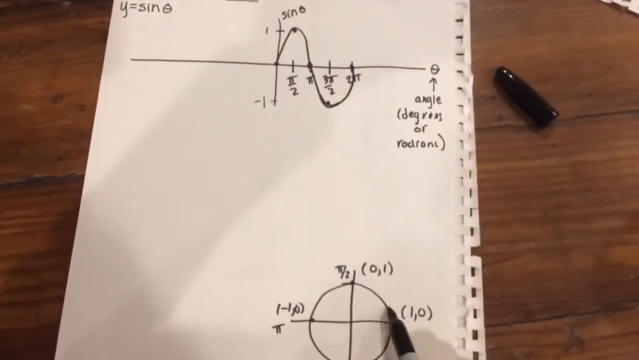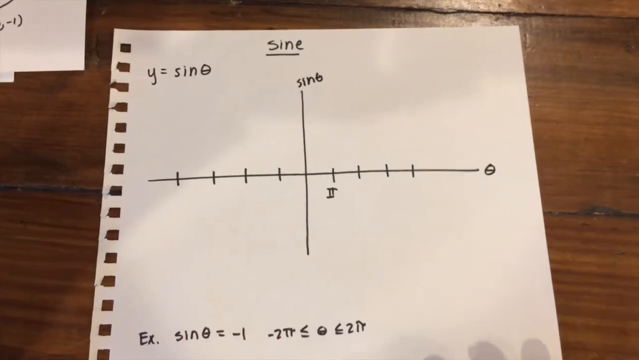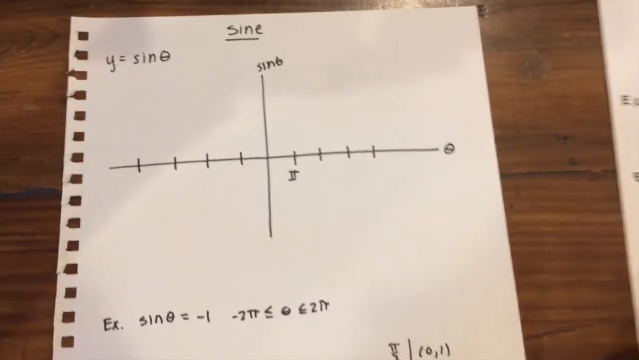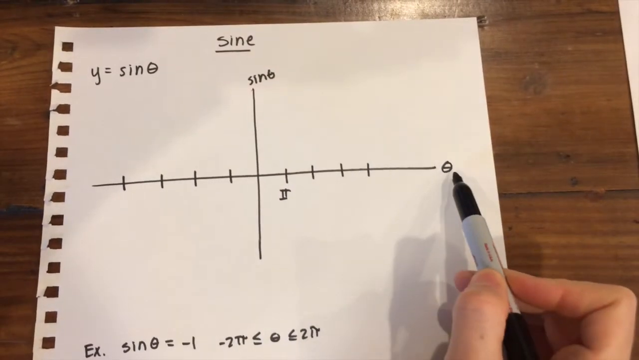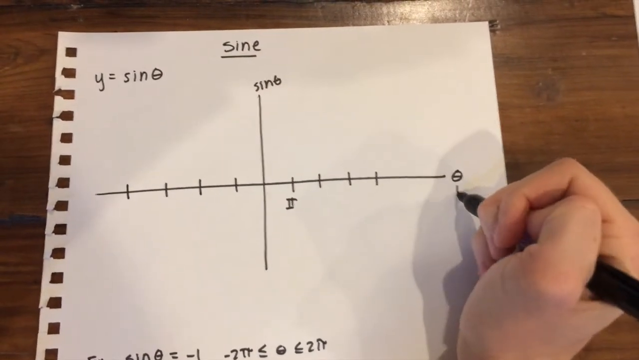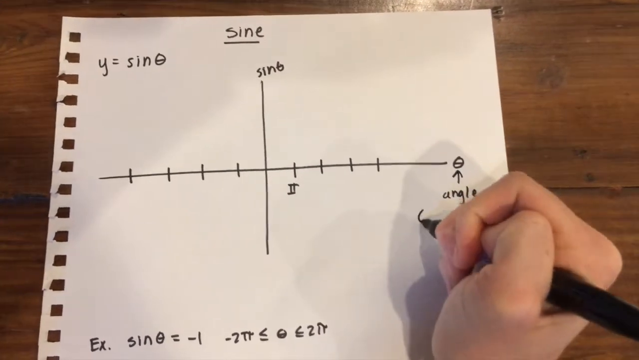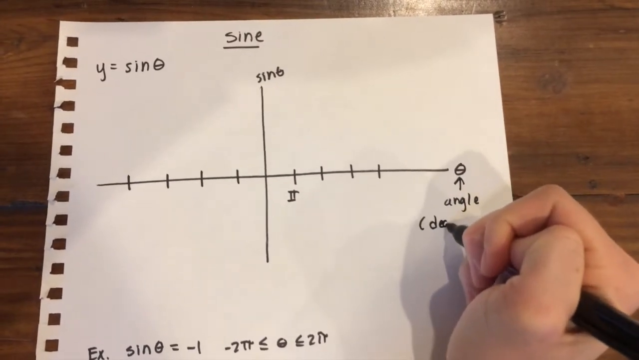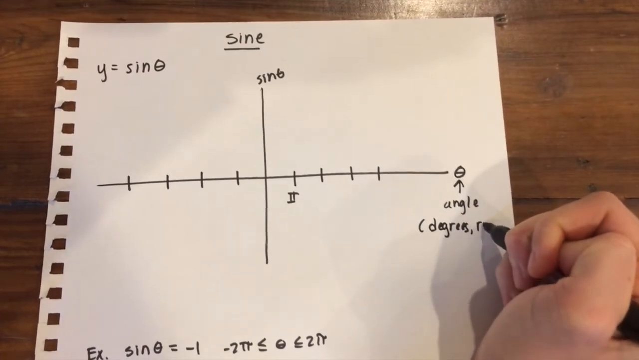If I were to plot every... So now we're going to look at graphing sine and cosine on a coordinate plane. So the input value for sine is theta. And theta is just your angle in degrees or radians.